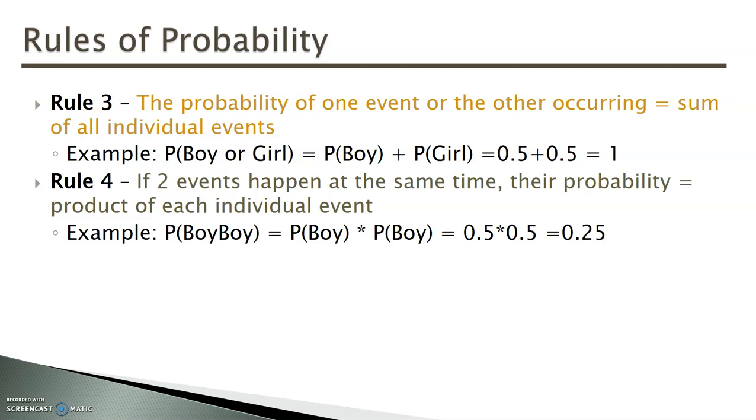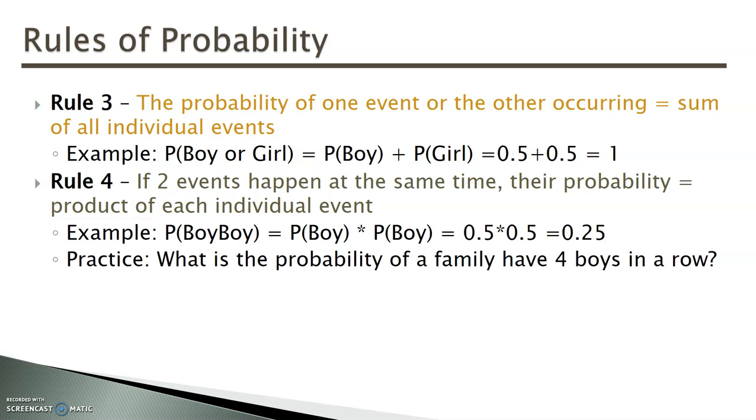But if you want to know the chance of having two in a row, you have to multiply them together. So if you ever see something that says "at the same time" or an "and" in the question, you're going to be multiplying, because you want to know the chance of having both of them. And that is going to compound. So the chance of having a boy, 0.5, times another boy, 0.5, gives us 0.25.